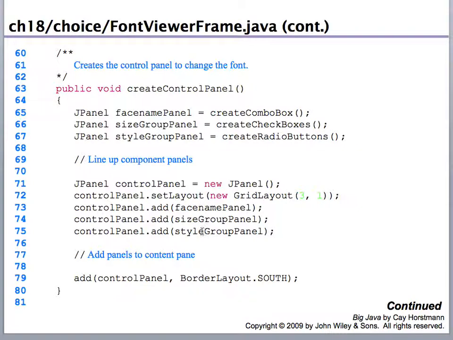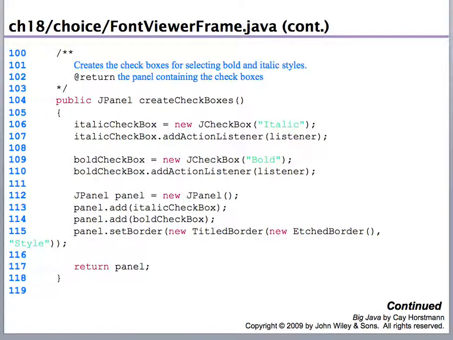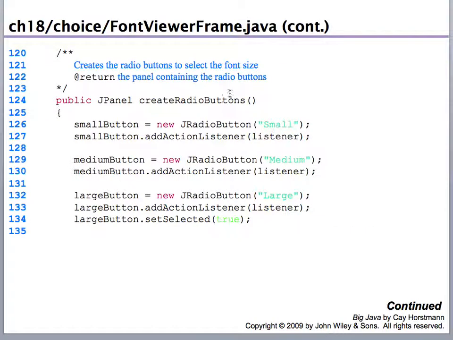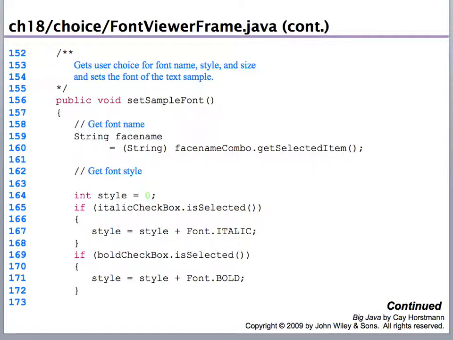The createControlPanel has the 3 panels, and it sets the layout to 3 and 1, and then adds the 3 panels, and adds it to the frame in the south. Then each one of the combo box, here is this one, and adds it to the panel, and so on for the checkbox, and so on for the radio button. Dividing this into methods like that is for organization.